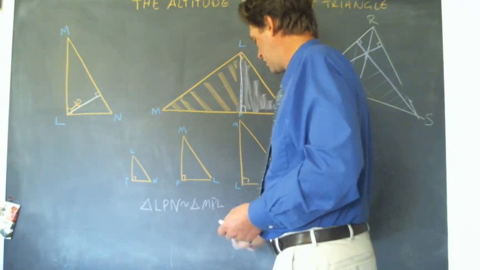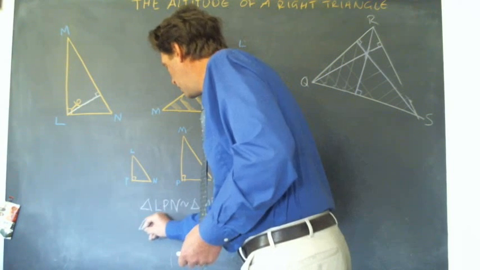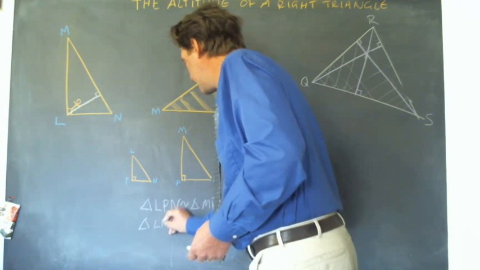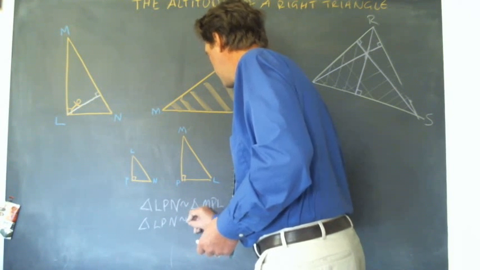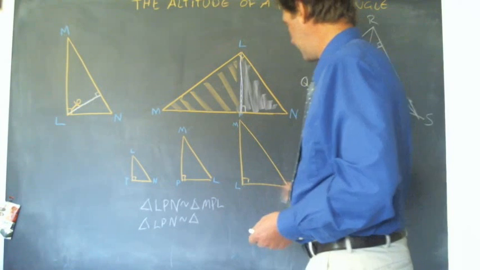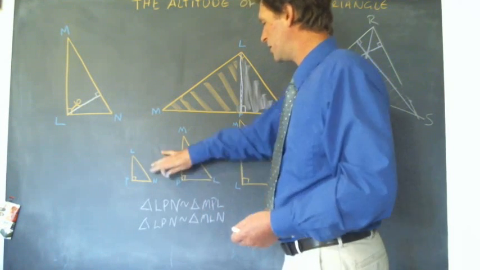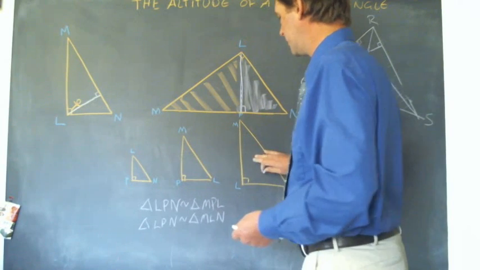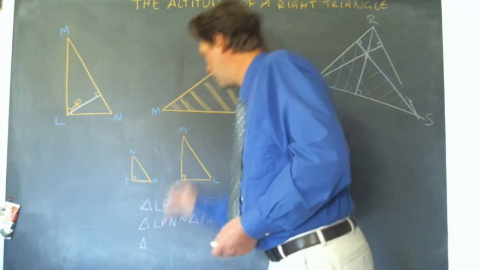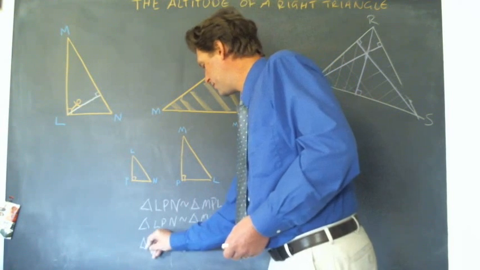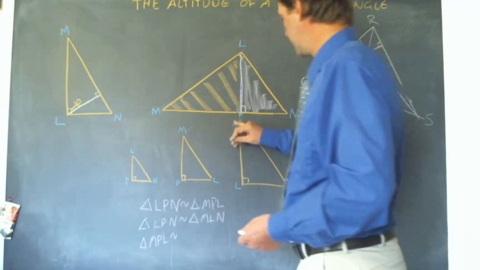And triangle LPN is similar to triangle MLN. So these two are similar, these two are similar, and these two are similar. Triangle MPL is similar to triangle MLN.